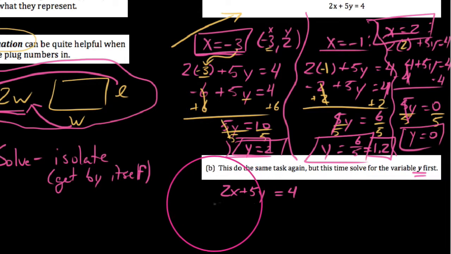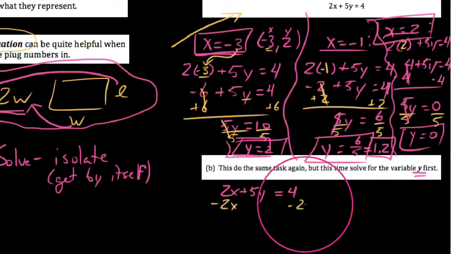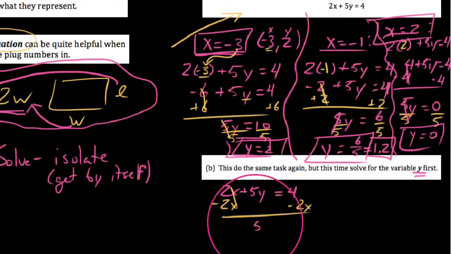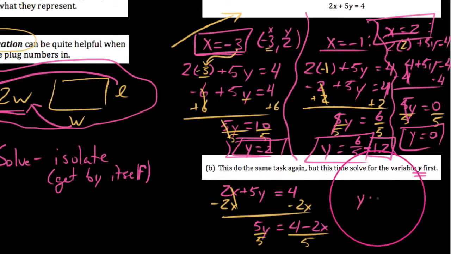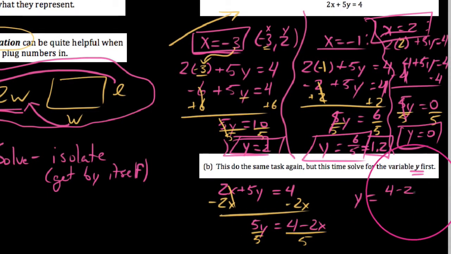Well, what it involves is this. Getting the 2x off of the left side. So that cancels out and we're left with this: 5y equals 4 minus 2x. And then now we're going to divide by 5. So I get this over 5. And so I'm going to say that y equals 4 minus 2 times our input variable, all over 5.